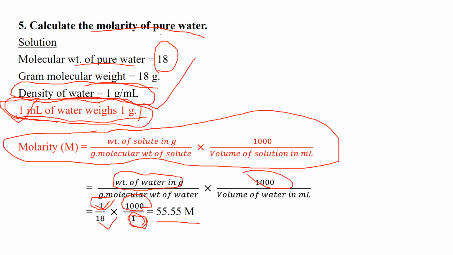Pure water means it is pure. It does not contain any other type of impurities. It means the density of that water should be 1 gram per ml. So we have to use the concept of density to calculate numerical problems of this type. This is a very important question. 55.55 molar is the answer.